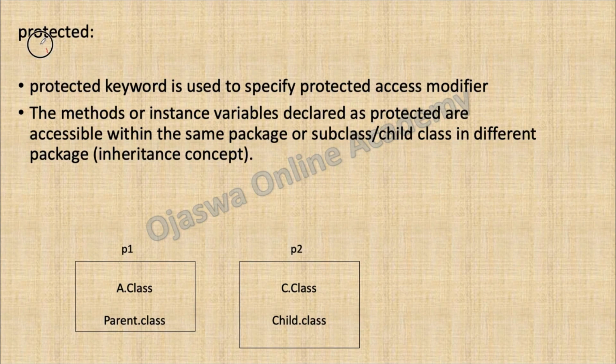Now the next access modifier is the protected access modifier. The protected keyword is used to specify the protected access modifier. Now what is the scope of the protected access modifier? The methods or instance variables declared as protected are accessible within the package or by a subclass or child class in a different package. So it is saying that if your methods and instance variables are declared as protected, they can be accessed within the same package, or if you have some child class in a different package, that child class can access the protected instance variables and methods belonging to the parent class.